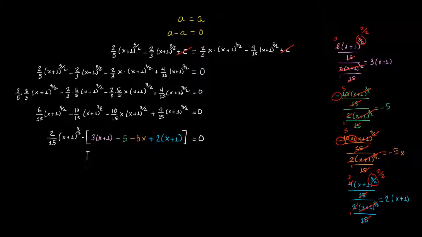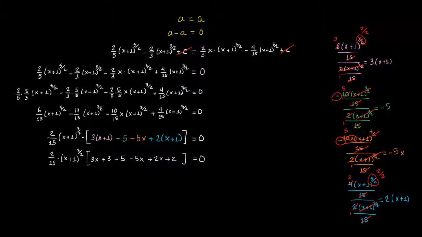So I'm going to do it here. I'm just going to write quickly this common factor, which will be (x plus 1) raised to the 3 over 2. So this will clear out like this. It will be 3 times x, plus 3, minus 5 times x. Now this 2 will multiply the two terms within the parentheses, like this. Now remember, this has to be equal to 0.